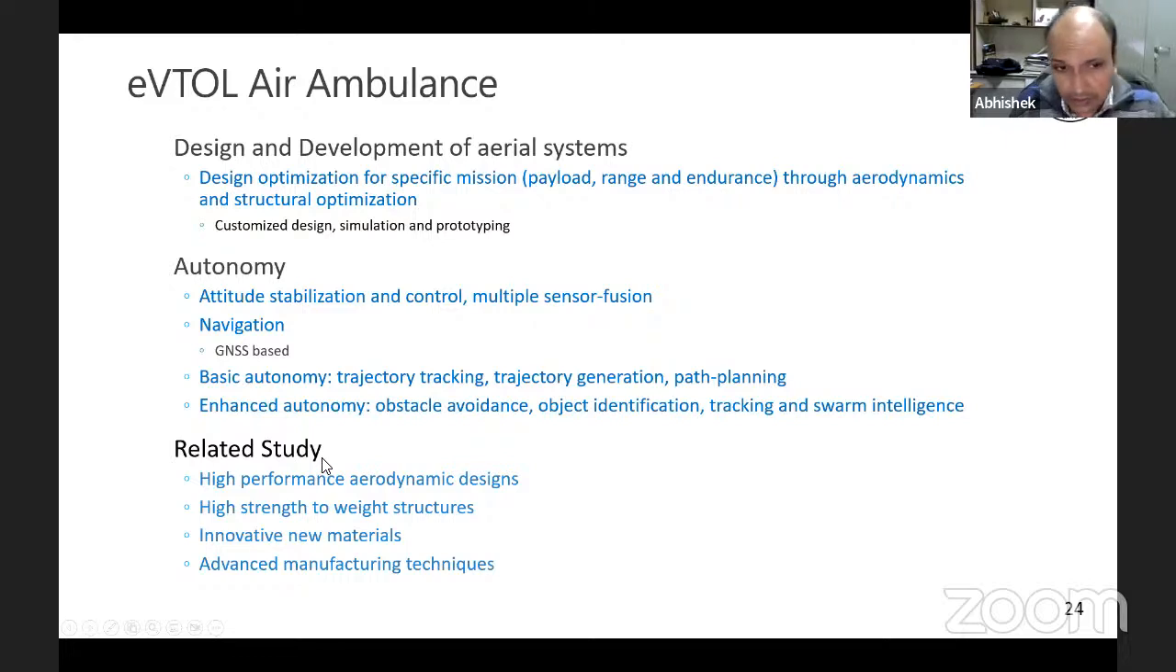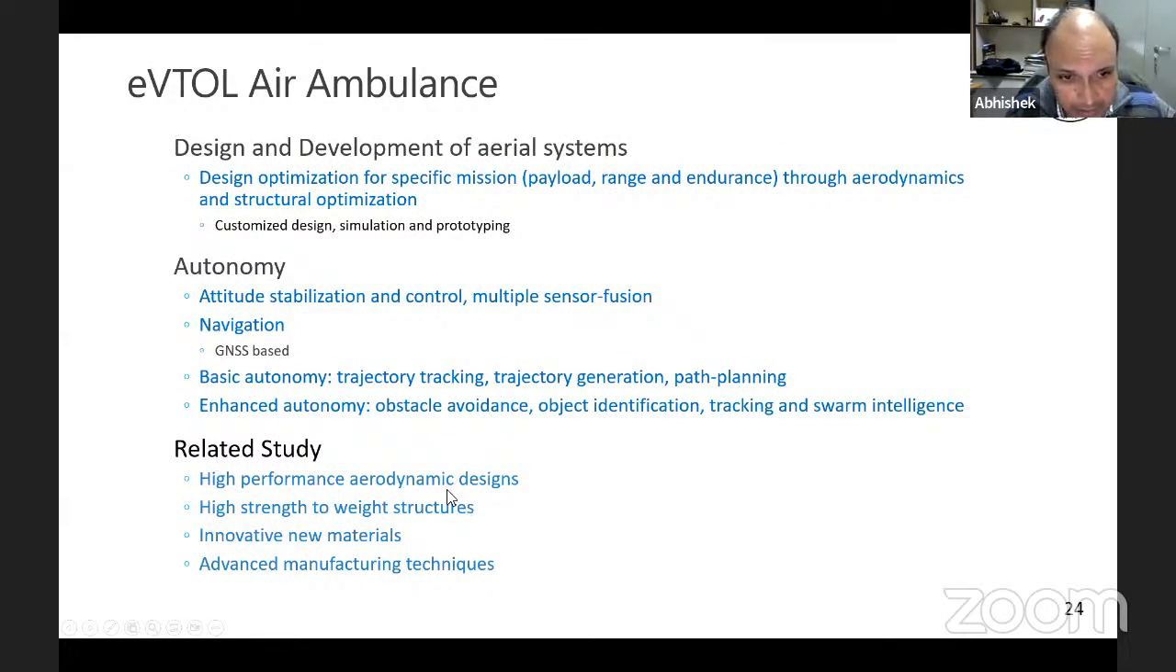So in total, what are the different aspects? You have design and development, and that's what I'm going to come to in a moment. Other is the autonomy aspect, where you have to worry about attitude stabilization and control, sensor fusion, navigation, basic autonomy like trajectory tracking, trajectory generation, path planning, and enhanced autonomy where you do obstacle avoidance, object identification, tracking, etc. Some of this may be relevant for you, but others may not be, just to keep you informed.